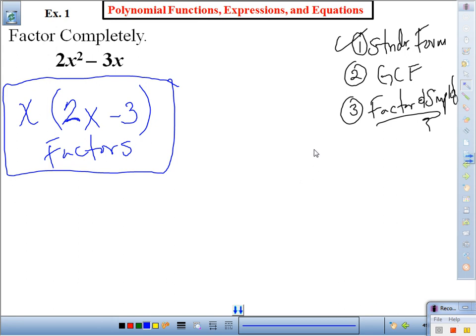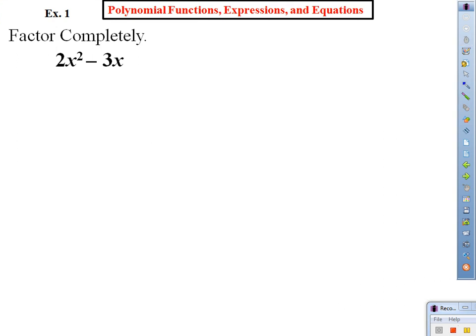We good? All right. Some of you are like, Mr. Q, this is a piece of cake. Okay, good. See how you do with that one by yourself? Copy that and go.